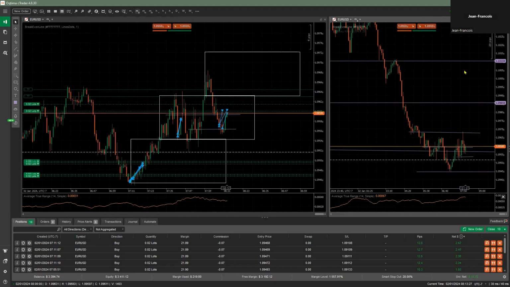All right, so we're closing profitable trades. We're in draw up or up draw, which is the right term. And the account is at $3,400. So we're doing well. Good way to start the year.